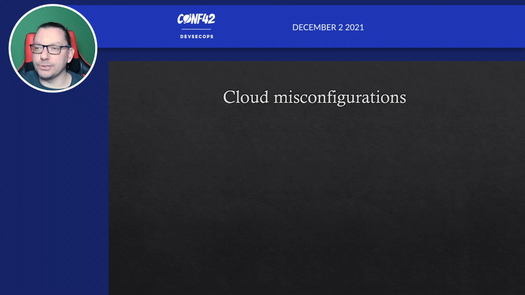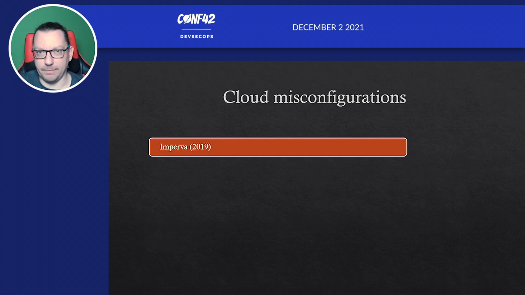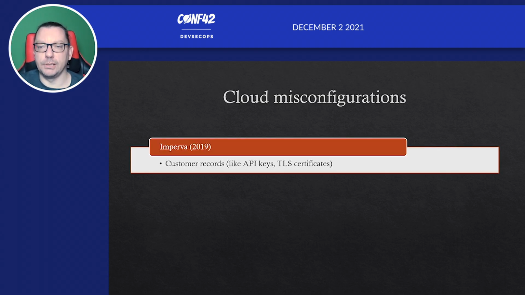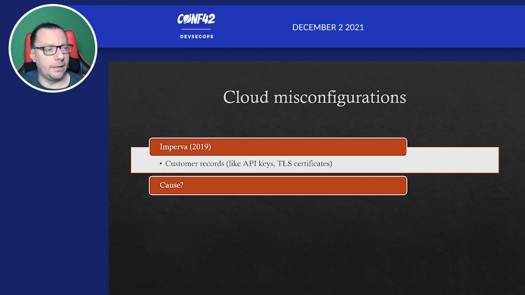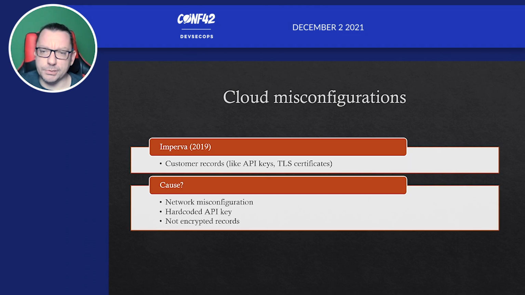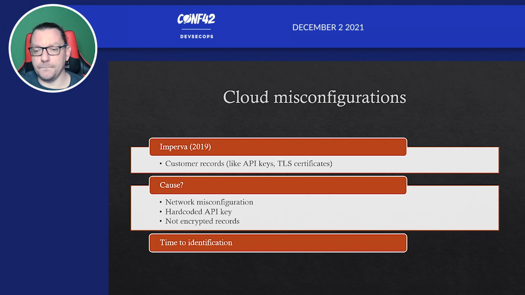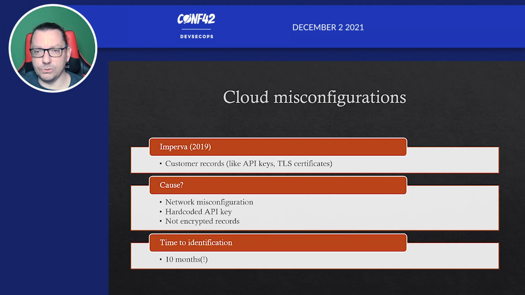In 2019, Imperva had a breach where they lost customer records like API keys, TLS certificates, etc., because of network misconfiguration, hard-coded API keys, and unencrypted records in the database. Imperva identified the issue after 10 months.